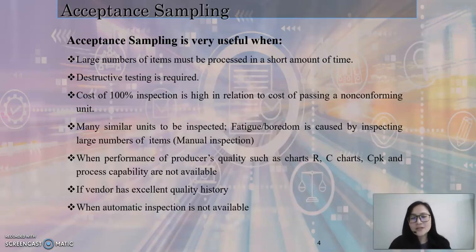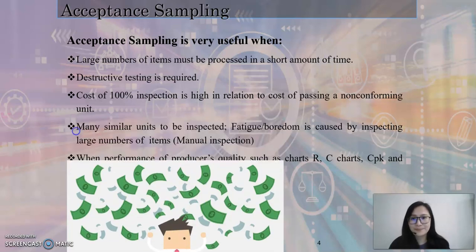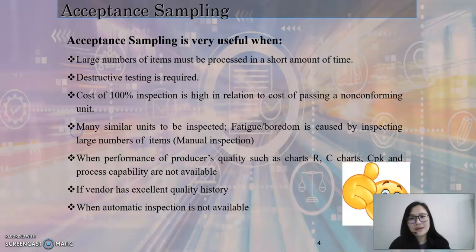The third one, the cost of 100% inspection is high. So 100% checking is very costly because it involves destroyed items and labor. And there are many similar units to be inspected, so we get bored and fatigued. And normally that is done through manual inspection.